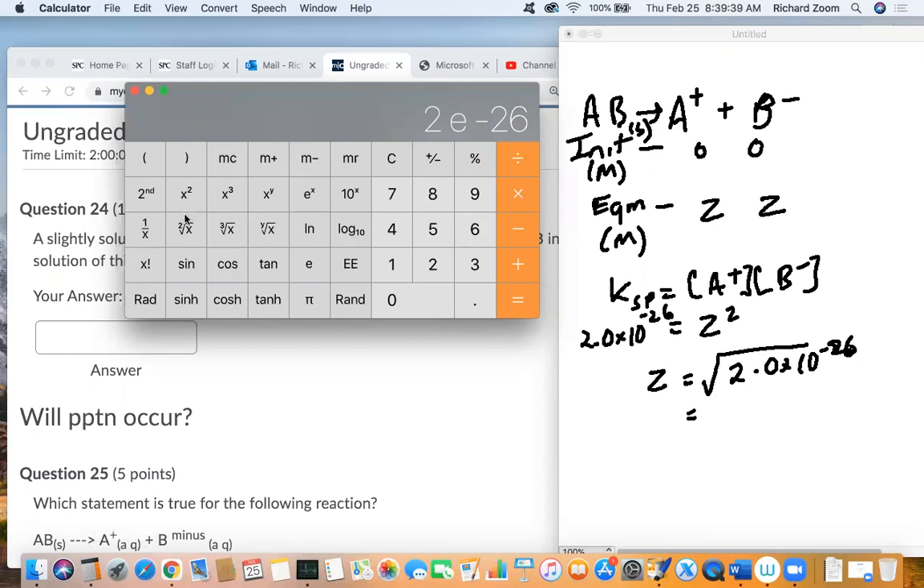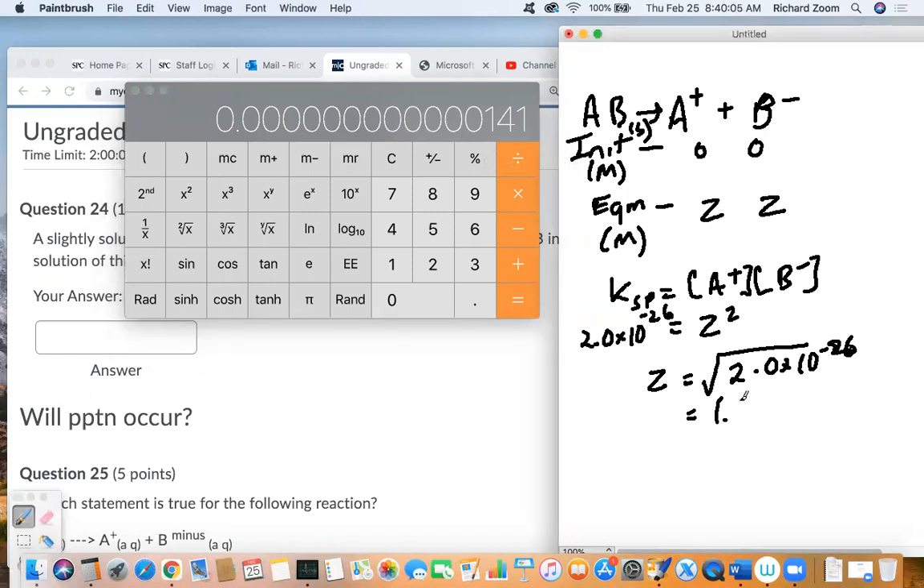And we'll take the square root. Now, I'd have to go ahead and count all those zeros on this calculator, but I don't know if there's a way to convert it into exponents. But anyway, let's have 1, 2, 3, 4, 5, 6, 7, 8, 9, 10, 11, 12. So it'd be 13. So I think it'd be 1.41 times 10 to the negative 13 molar.